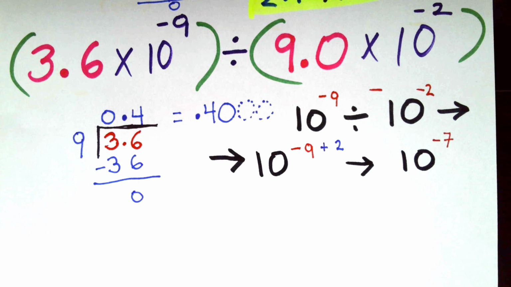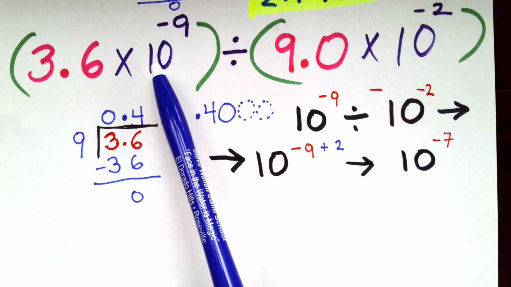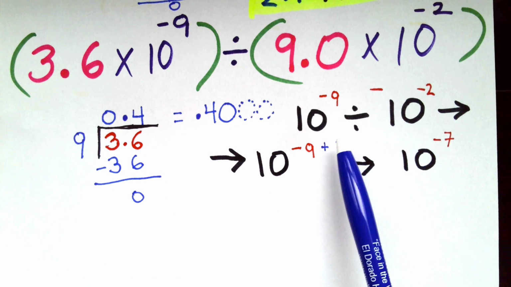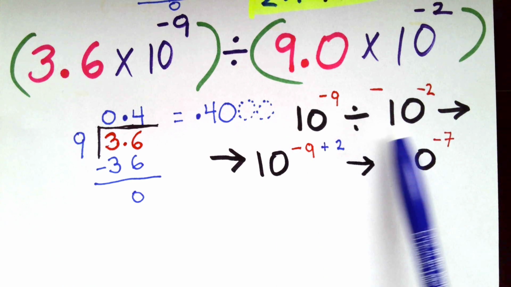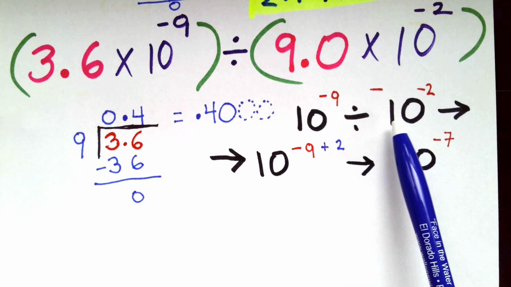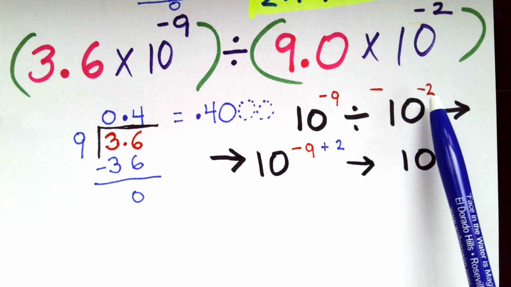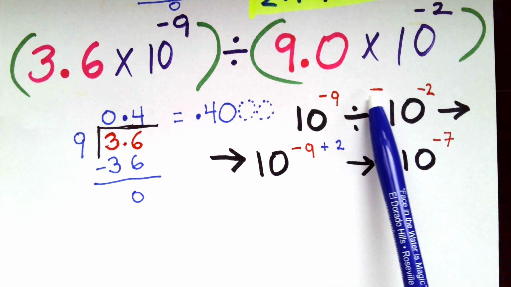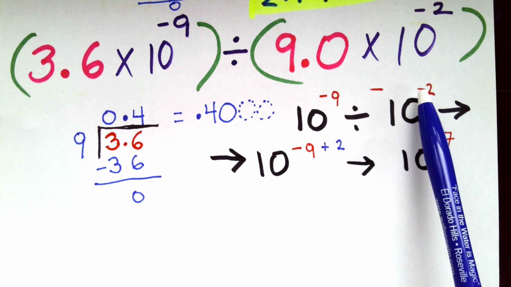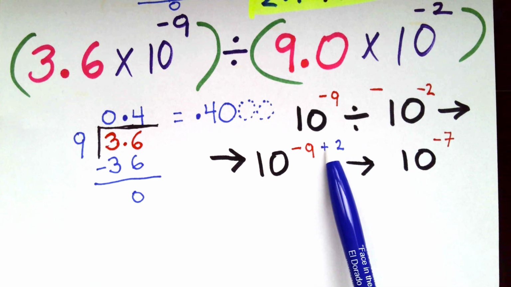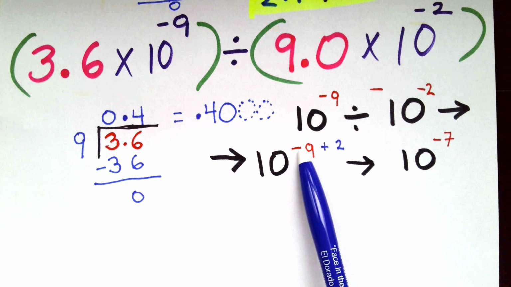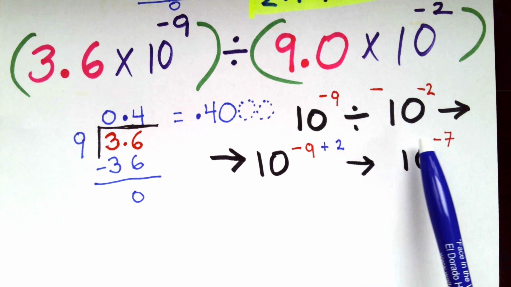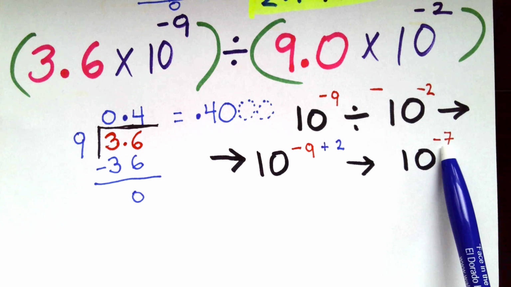Alrighty, second step is to divide the base 10s with the exponents -9 and -2, which you see down here. 10 to the -9 divided by 10 to the -2. The rule is when you divide with exponents, you subtract the exponents. And a negative and a negative make a positive. So we have -9 plus 2 gives us a -7 exponential power.